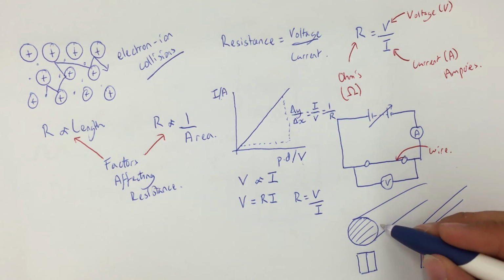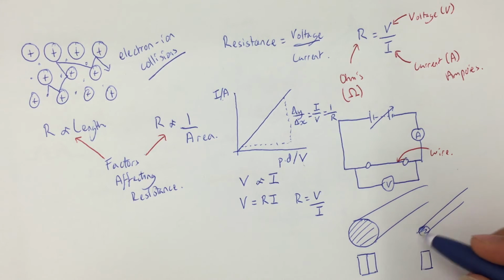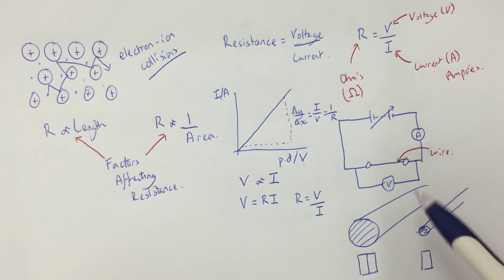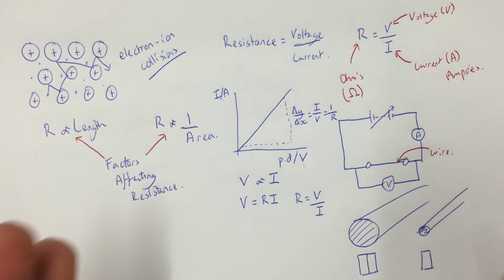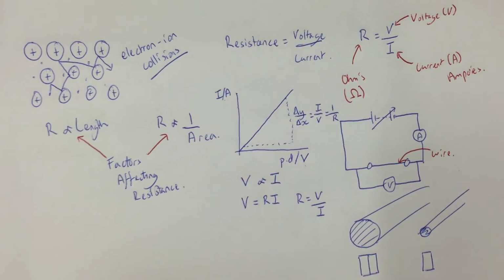So effectively, in this case, which is a thick wire, resistance is much lower. In this case, with a thin wire, the resistance is much higher. So remember, inversely proportional means opposite. As one goes up, the other goes down. So resistance is inversely proportional to cross-sectional area of the wire.